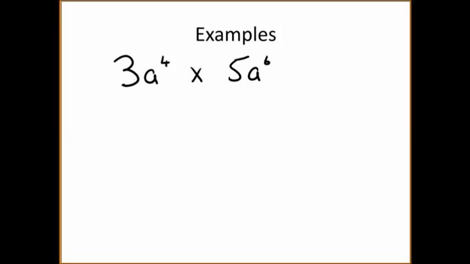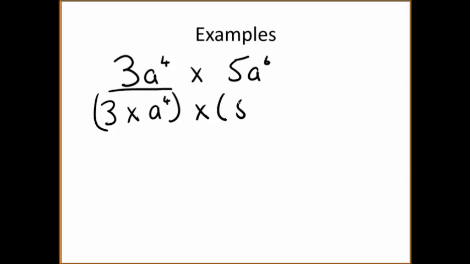If we were given the example of 3a to the power of 4 multiplied by 5a to the power of 6, we want to multiply this out. So how do we do this? Well, first of all, we can rewrite each expression as 3 multiplied by a to the power of 4. Because it's a to the power of 4, there's 3 of them, so we multiply by 3. And similarly, 5 multiplied by a to the power of 6.